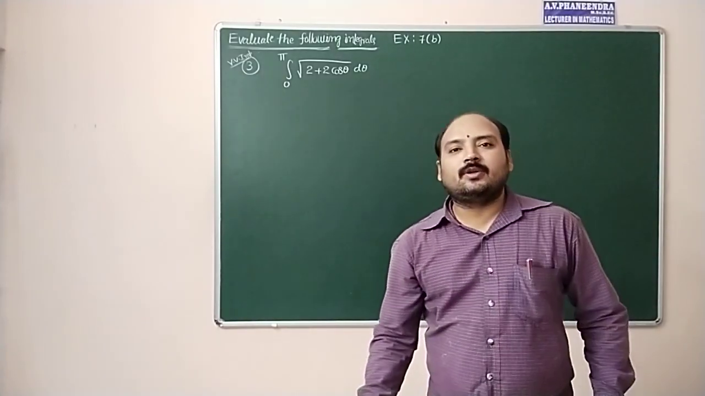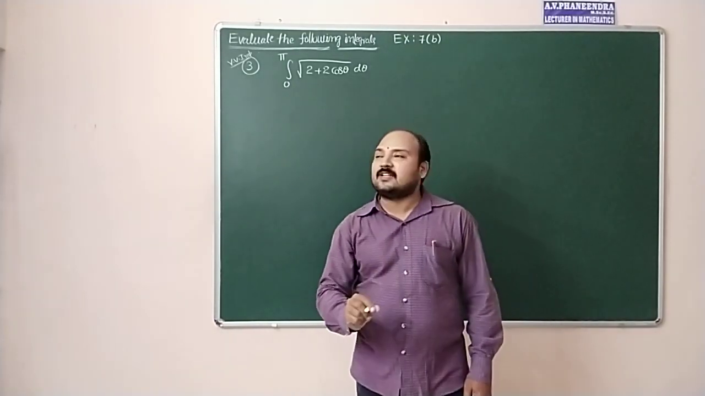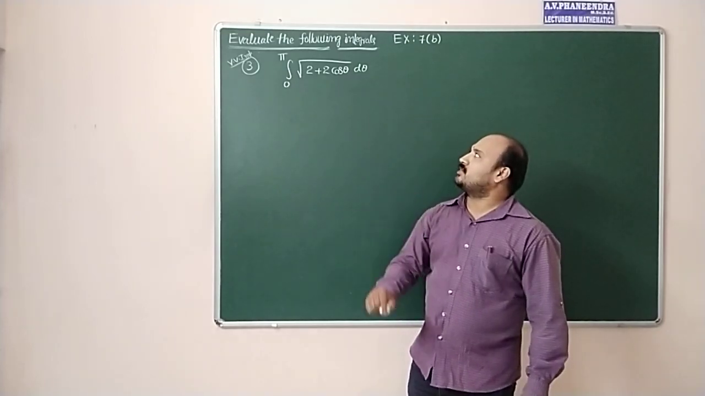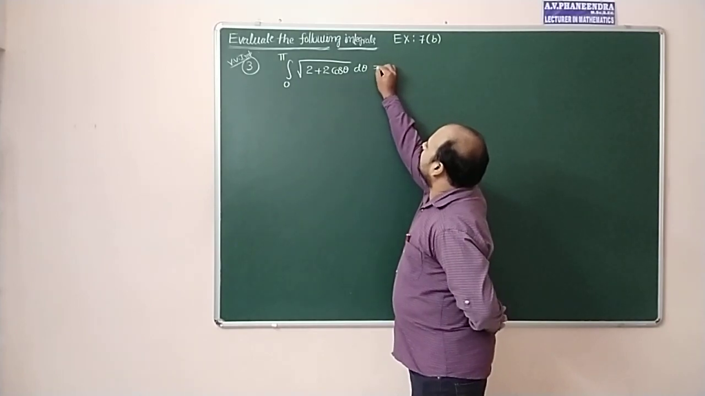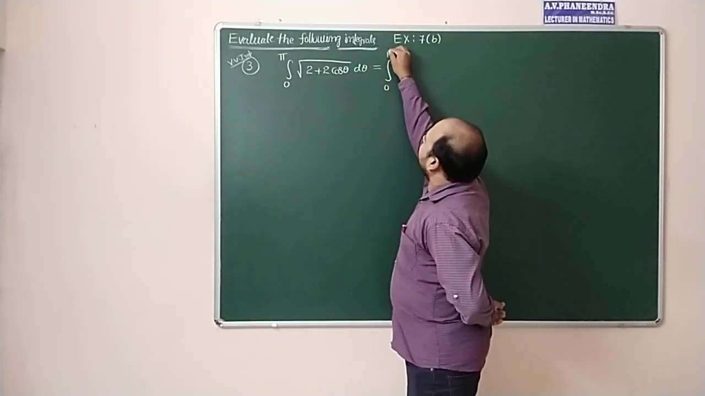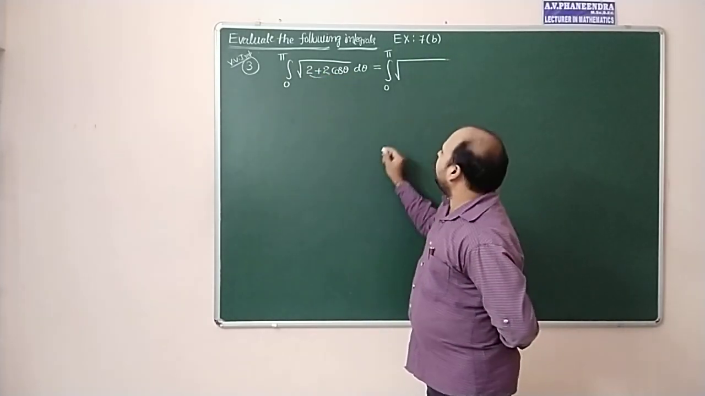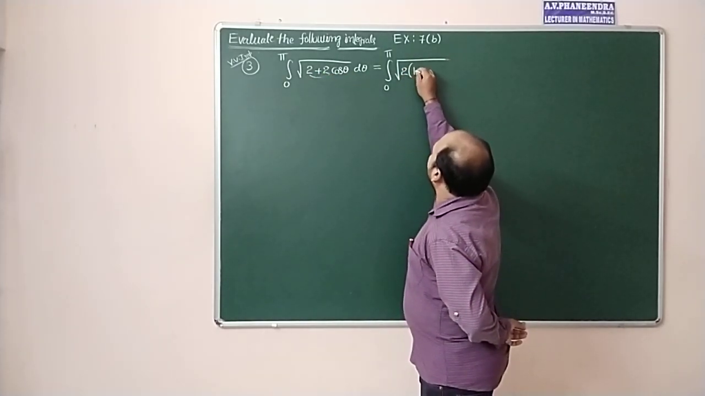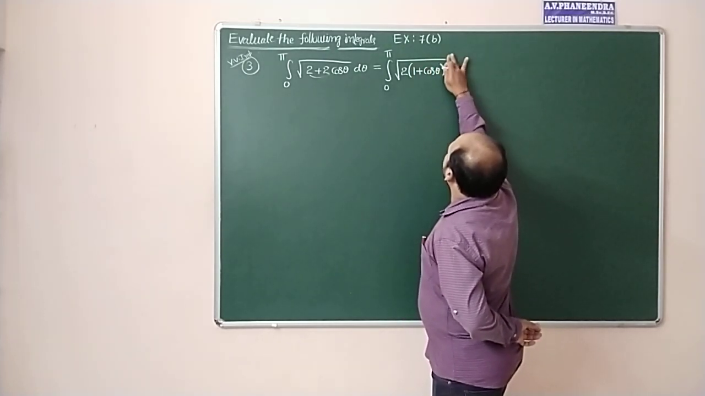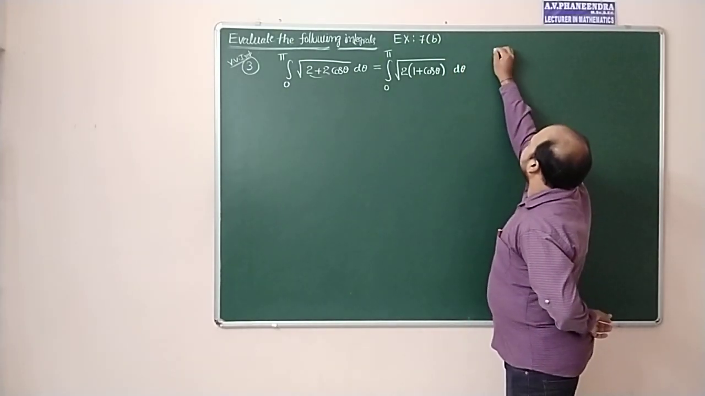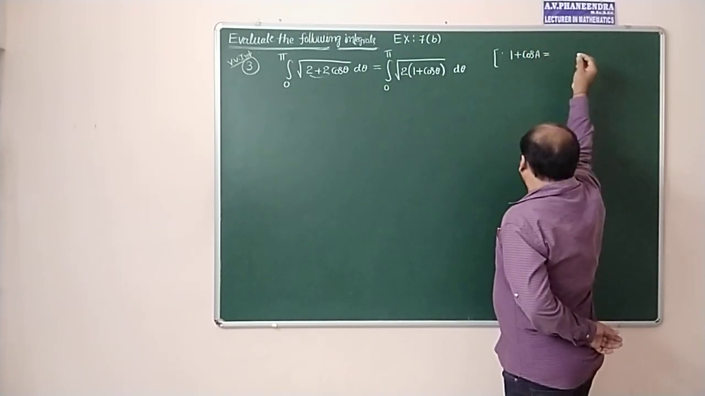The next question: evaluate the integral from 0 to pi of the square root of 2 plus 2 cos theta d theta, which is equal to the integral from 0 to pi of the square root of, taking 2 common, 2 into 1 plus cos theta d theta. We know the formula for 1 plus cos A: 1 plus cos A is equal to 2 cos square A by 2.